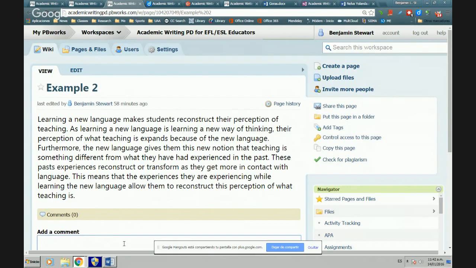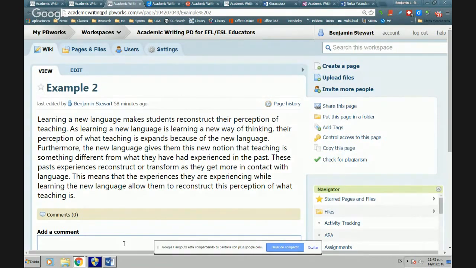The first one. Theme. All right, first sentence, what's the theme? Learning a new language. Second sentence, what's the theme? Learning a new language. Is that the same? Yes.